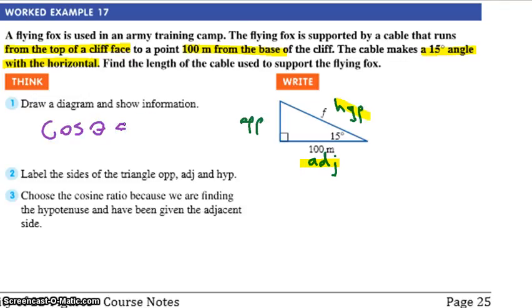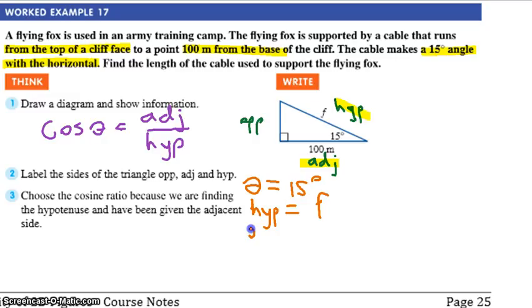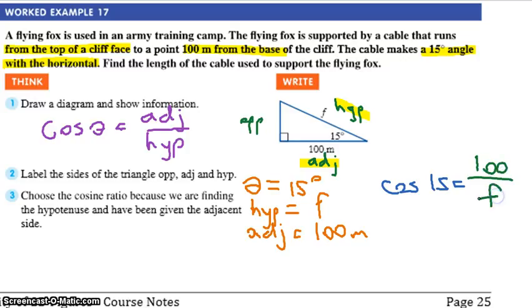Cos theta equals adjacent over hypotenuse. Then we write down what we know. What's theta? 15 degrees. What is the hypotenuse? F. What is the adjacent? 100 metres. Then you substitute in. Cos 15 equals adjacent over hypotenuse, so 100 over F. Everyone happy with that?